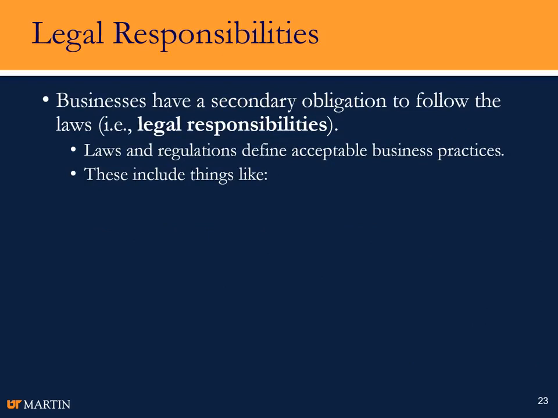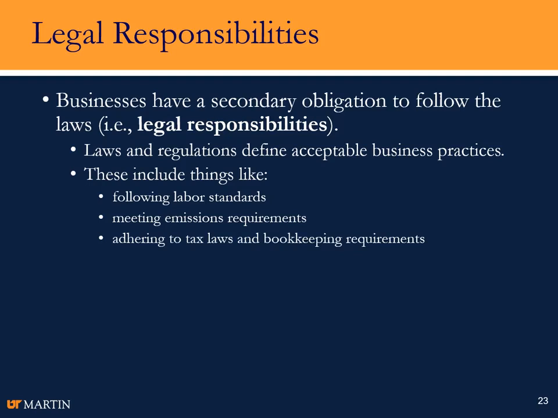Laws and regulations define what's acceptable for a business. If businesses don't follow these, eventually their doors will be closed. They'll have to deal with lawsuits. Some of these are following labor standards, making sure that you are paying your workers. If you aren't providing health care, safety, all of that, you might be subject to different lawsuits. OSHA could come in. You need to meet emissions requirements, or you'll have the EPA on you, and adhering to tax laws and bookkeeping requirements. We'll talk a little bit about some of these in more detail later on. You need to honor contracts. If you say you're going to do something, you need to do it because you can be legally held to that.